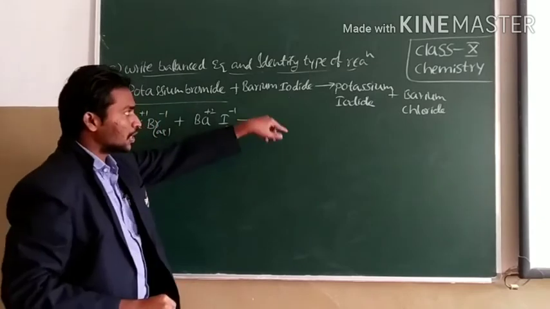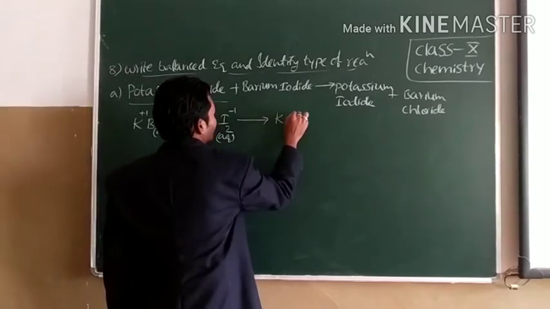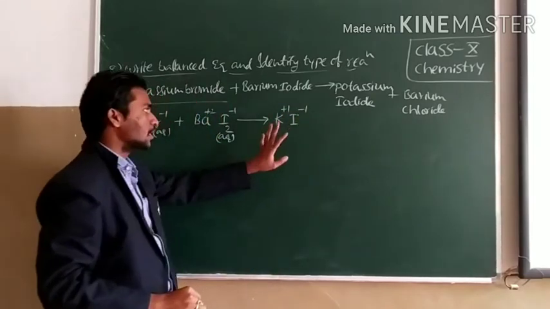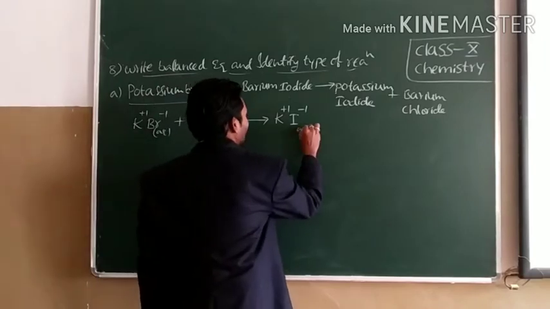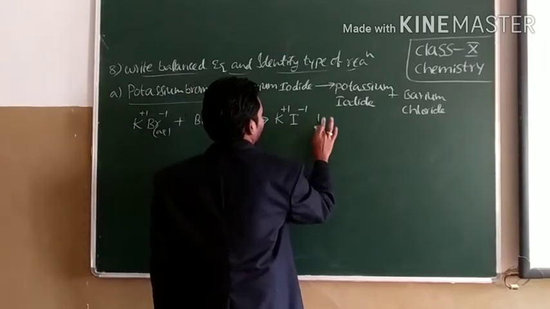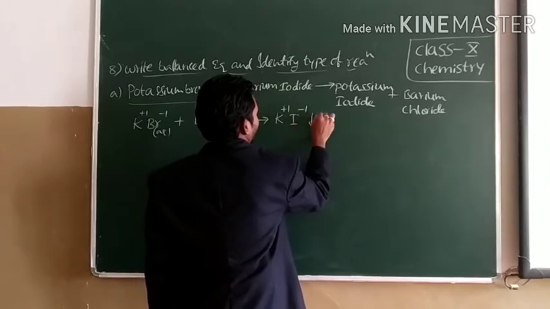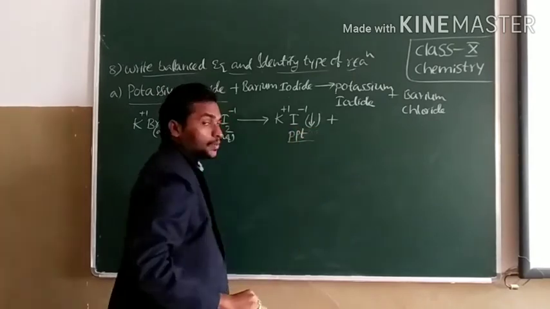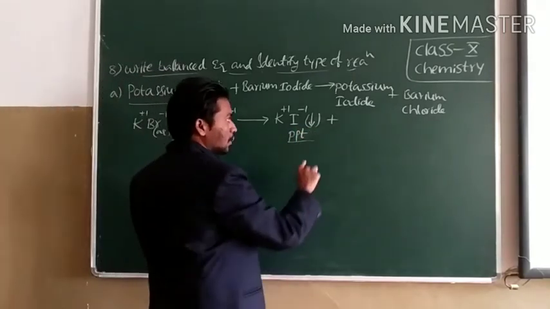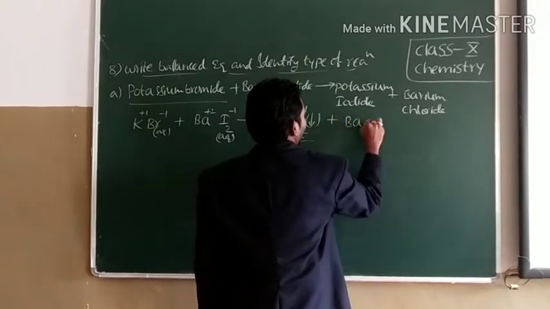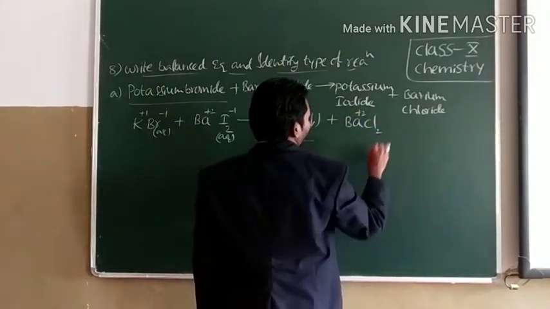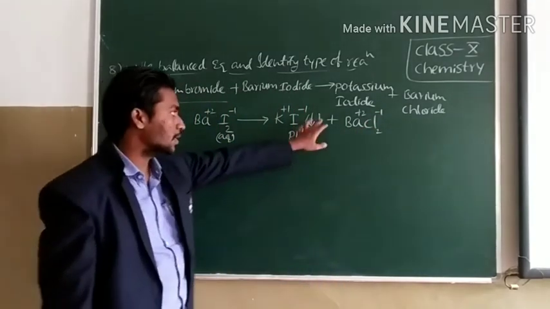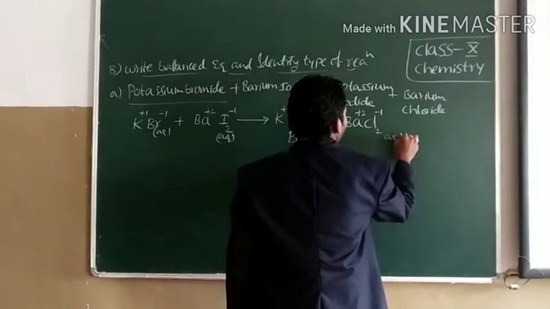It gives rise to potassium iodide. Potassium symbol K, iodide I. K plus 1, iodide minus 1. It's also balanced here: KI. Aqueous state. It's a downward arrow because it's a precipitate. Precipitate means it is an insoluble compound. Barium chloride: Ba plus 2, Cl minus 1, so BaCl2 is the chemical formula of barium chloride.